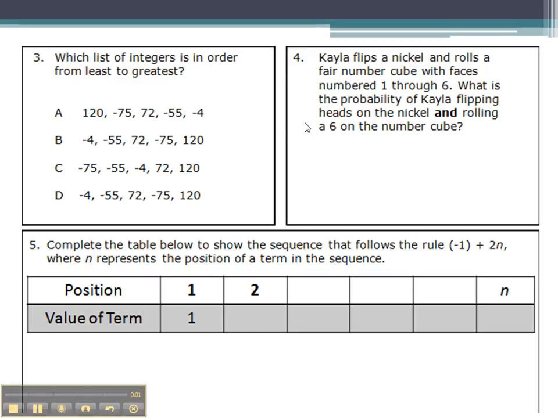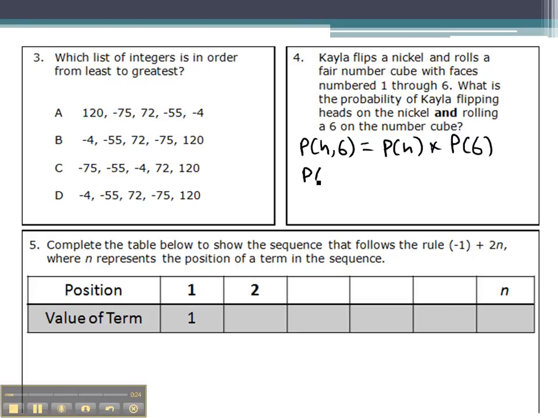Alright, problem 4 says Kayla flips a nickel and rolls a fair number cube with faces numbered 1 through 6. What is the probability of Kayla flipping heads on the nickel and rolling a 6 on the number cube? So we want the probability of heads and then a 6. That's equal to the probability of flipping heads times the probability of rolling a 6.